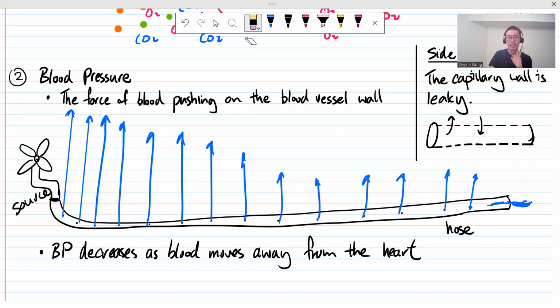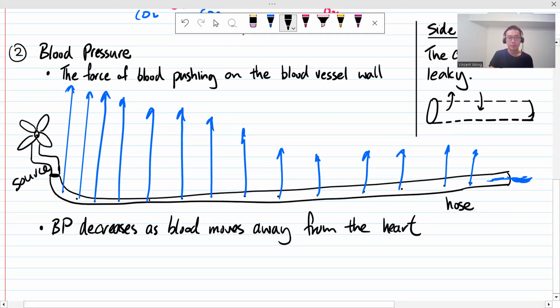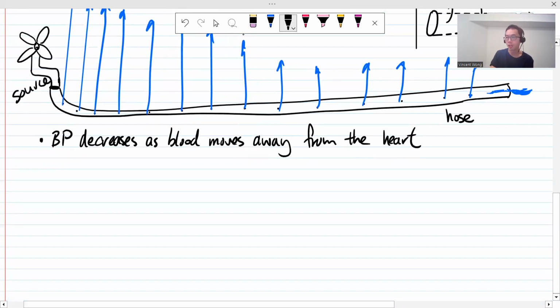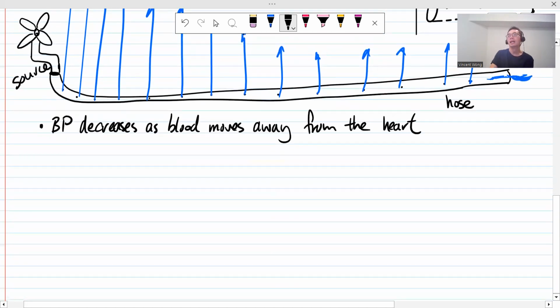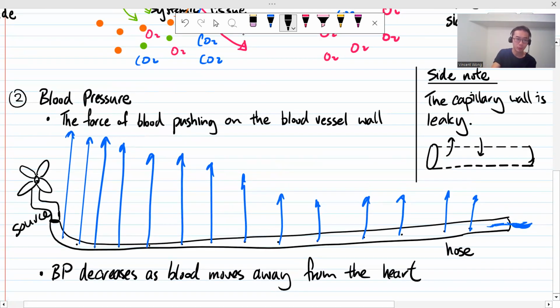Okay, blood pressure decreases as blood moves away from the heart. Right? So I'm gonna draw the capillary again, but the next diagram is gonna have several things going on. We're gonna have the blood pressure being illustrated in it, and then I'm also gonna add the third factor on the same diagram later.